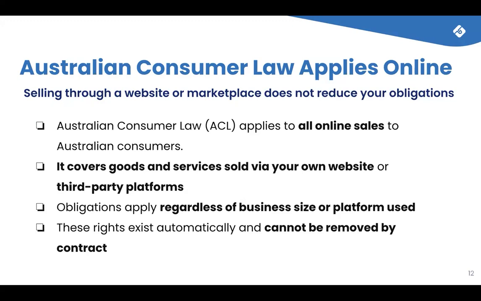It doesn't matter whether you are selling through your own website, Shopify, Etsy, Amazon, or any other marketplace. It also doesn't really matter how big or small your business is. These obligations exist automatically and cannot be removed or limited by contract. Under Australian Consumer Law, customers receive a set of baseline consumer guarantees automatically. They cannot be restricted, removed, or limited, like I said earlier on. You don't choose them and the customer does not have to ask for them.